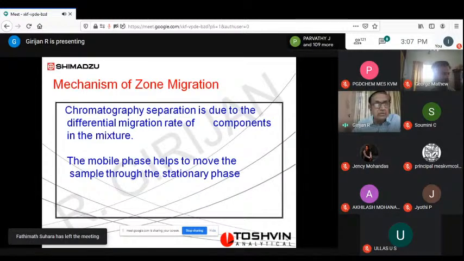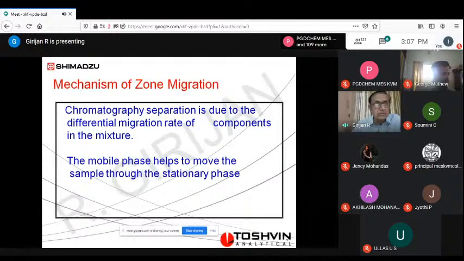Suppose you have got a binary sample. Binary sample means you have got a sample which contains two different chemical compounds, A and B. Both are two different chemical compounds. One is compound A and one is compound B. And you have a chromatography system. So consider it as an HPLC system or consider it as a GC system.